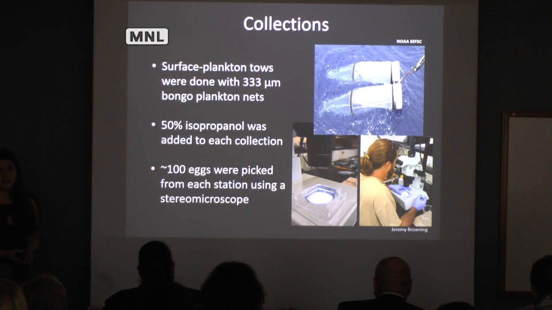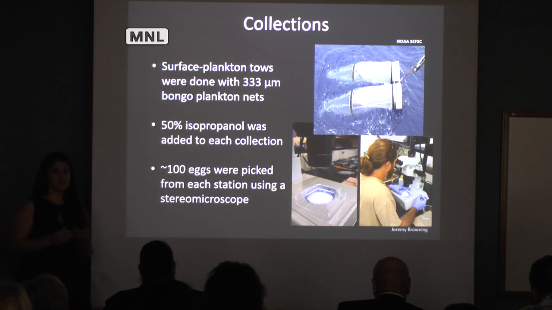So the collections were done with a bongo plankton net, and it's 333 micrometers, and they were done at the surface. And so tows were collected for about 15 minutes, depending on the amount of biomass in the water. Once these plankton nets were brought back onto the surface, everything's collected in the bottom, and 50% isopropanol was added to each of those collections in order to preserve the samples.